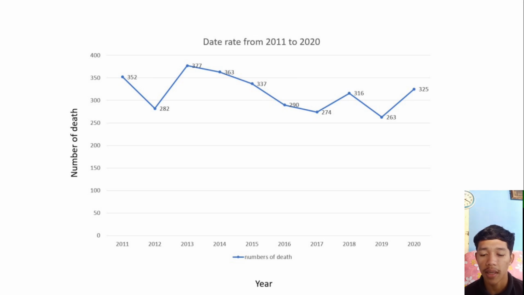In 2018, the death rate decreased by 263 until 2019. Then the death rate increased by 300 to 325 in 2020.